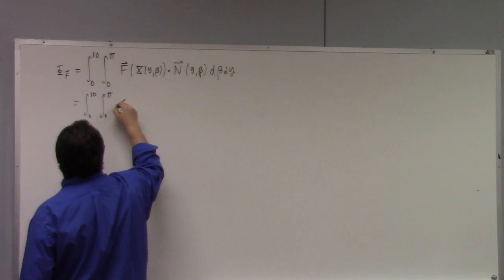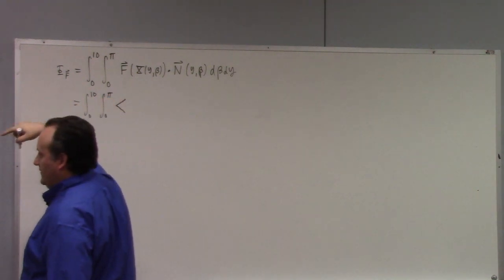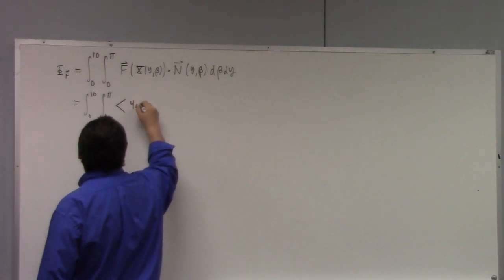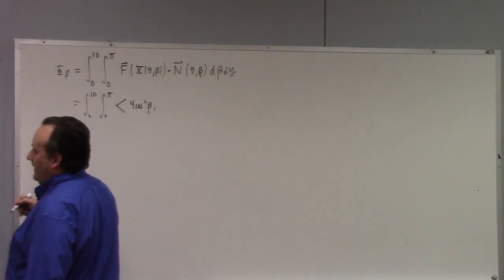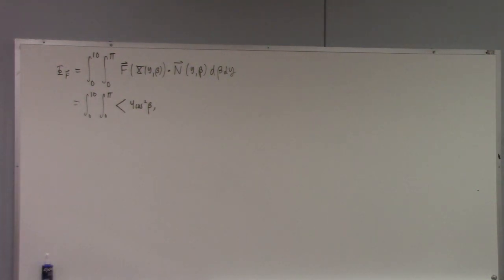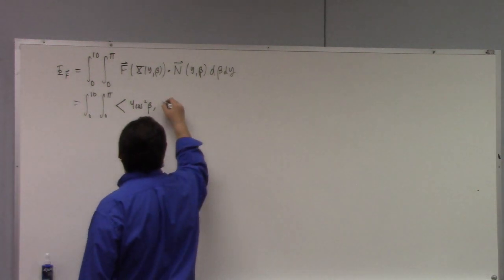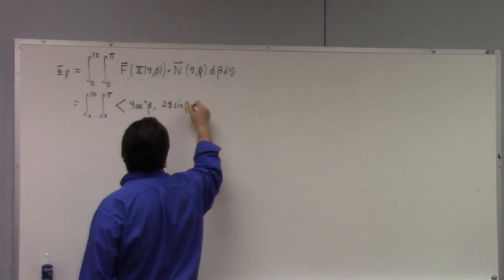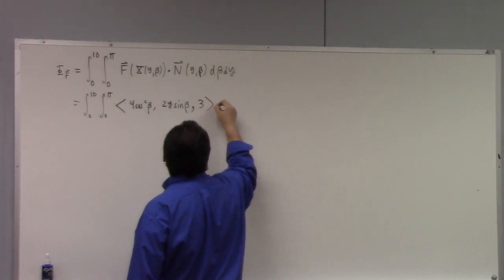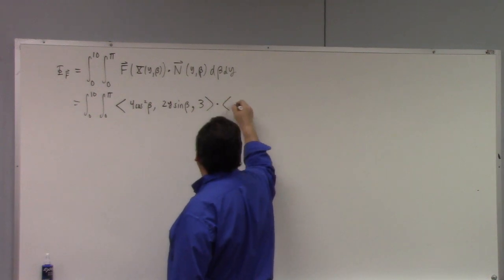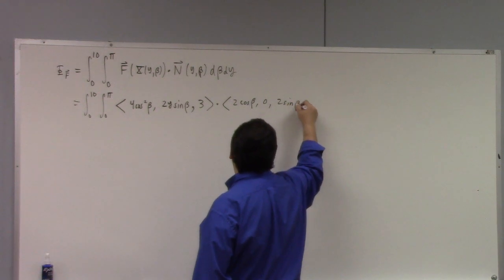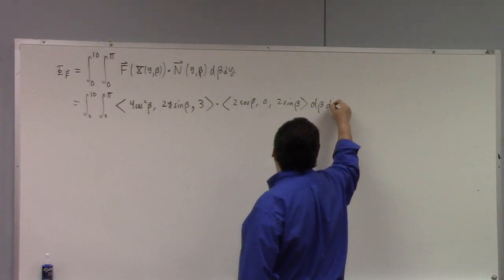So specifically, what is F? So F of x, so we're putting x equal to 2 cos beta, so we've got ourselves a 4 cosine squared beta. Yz, what's yz? Yz is y times 2, so it's 2y sine beta. And then the z component's easier, it's 3. And we're taking the dot product with 2 cos beta, 0, 2 sine beta, d beta, dy.